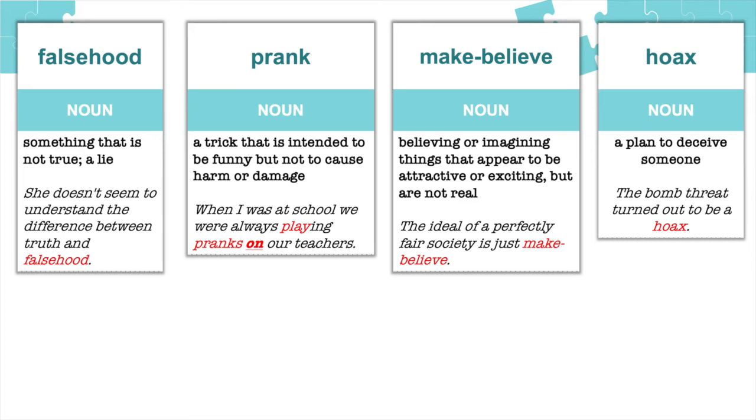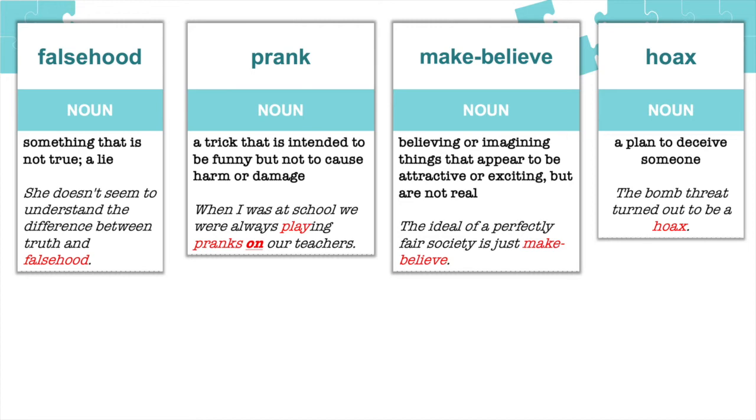Then we have the word make-believe. It's a complex word. Believing or imagining things that appear to be attractive or exciting, but are not real. So this is kind of similar to daydreaming in a way. And make-believe is very well seen in children's play. For example, when a little girl pretends to be a pirate or a princess or something. And so they really imagine that they are that person, but they're not really. And this is an example. The ideal of a perfectly fair society is just make-believe.